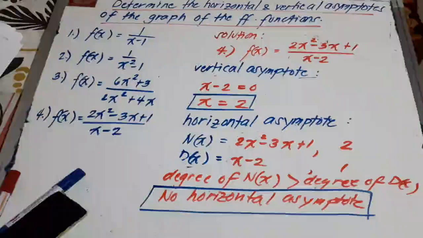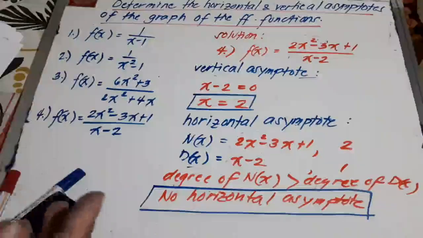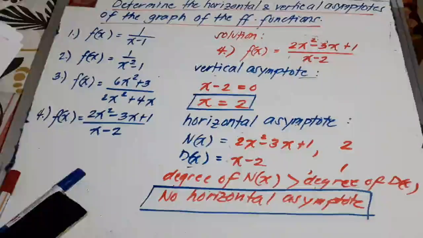Okay. So, that will be the end of my video about determining the horizontal and vertical asymptotes of a rational function. Thank you.